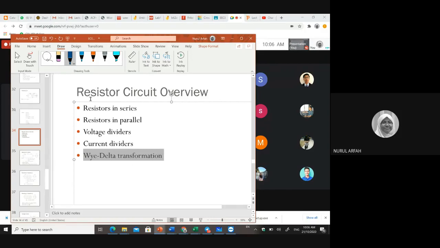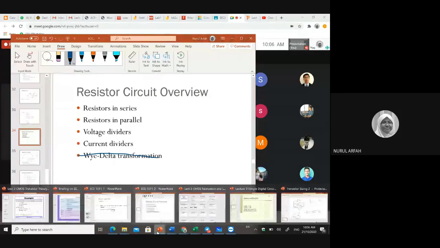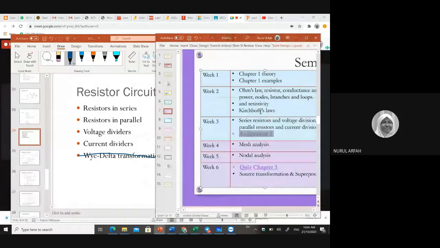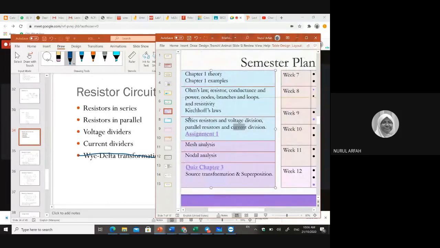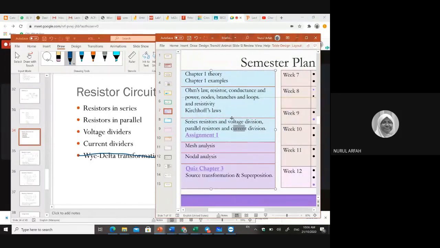You are lucky, okay? So for this part, just write down that you're not going to study Y delta or delta Y. Because if you refer to your introduction class here, there's no Y delta and delta Y. Can you see it? Okay.